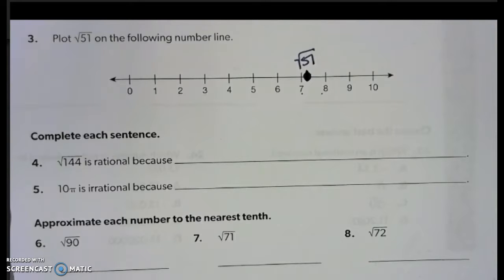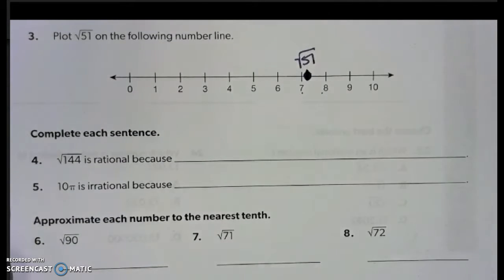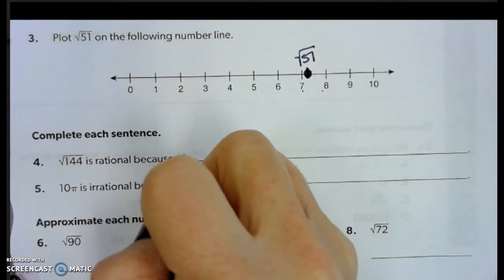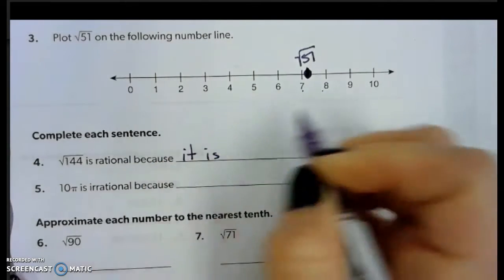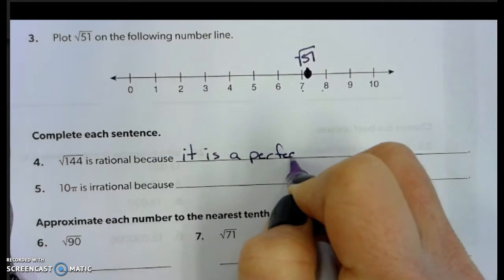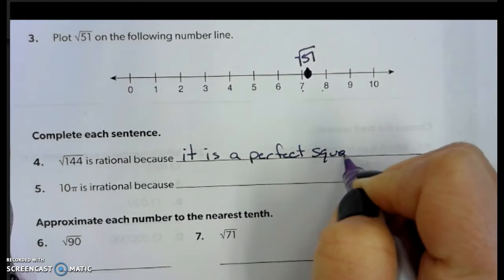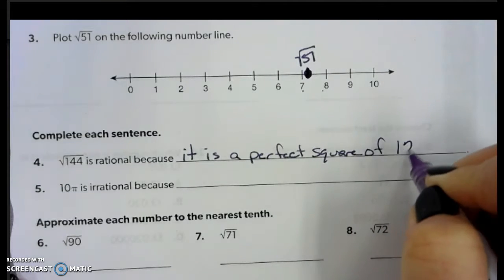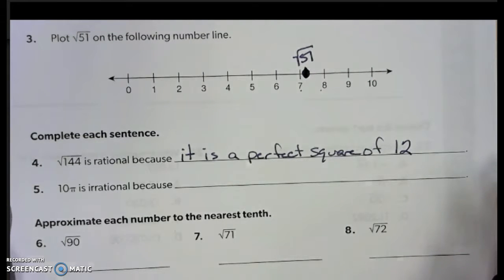Number 4, the square root of 144 is rational because it is a perfect square of 12. Okay, it is a whole number. It has no decimal. It can be written as a fraction. Several different correct answers here.